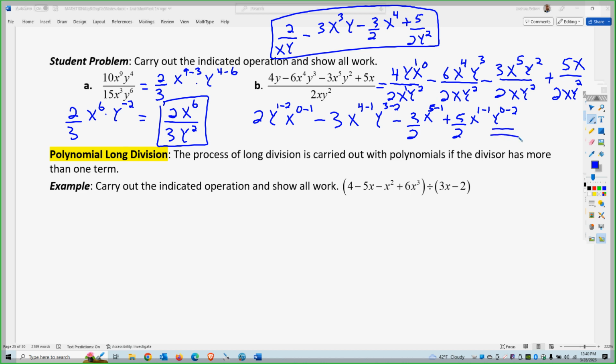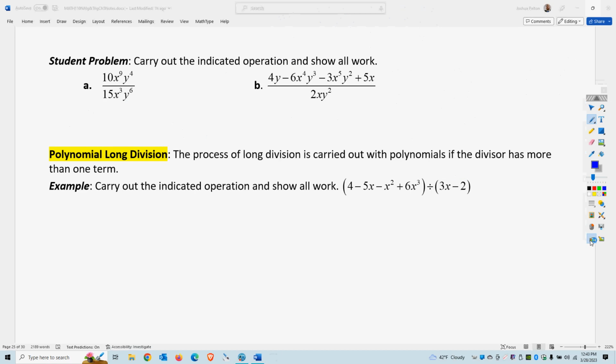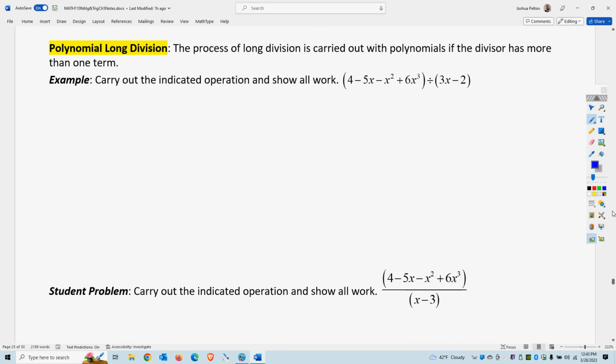All right, so what if I have to divide by something that's not a monomial? Then you have to do long division, essentially, just like you did in grade school when it's several digits, right? So we'll do a comparative example from grade school.